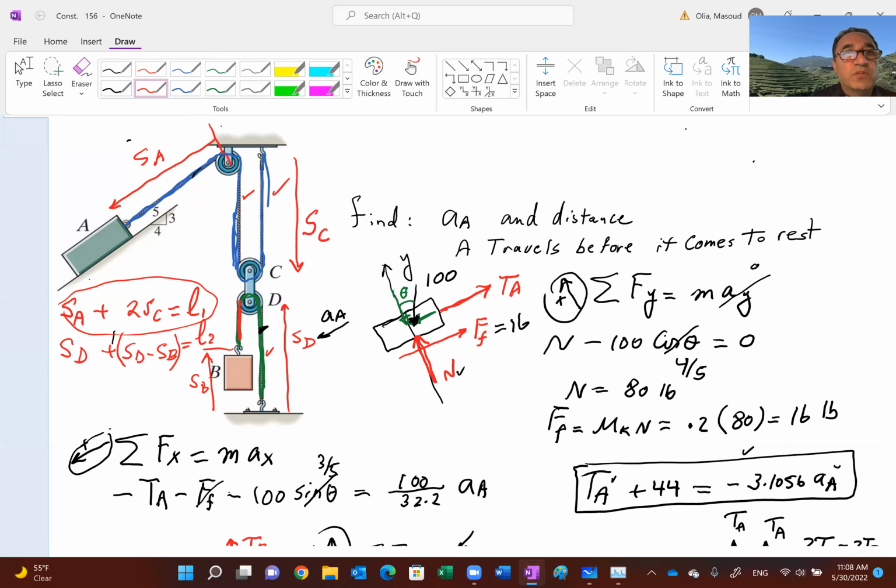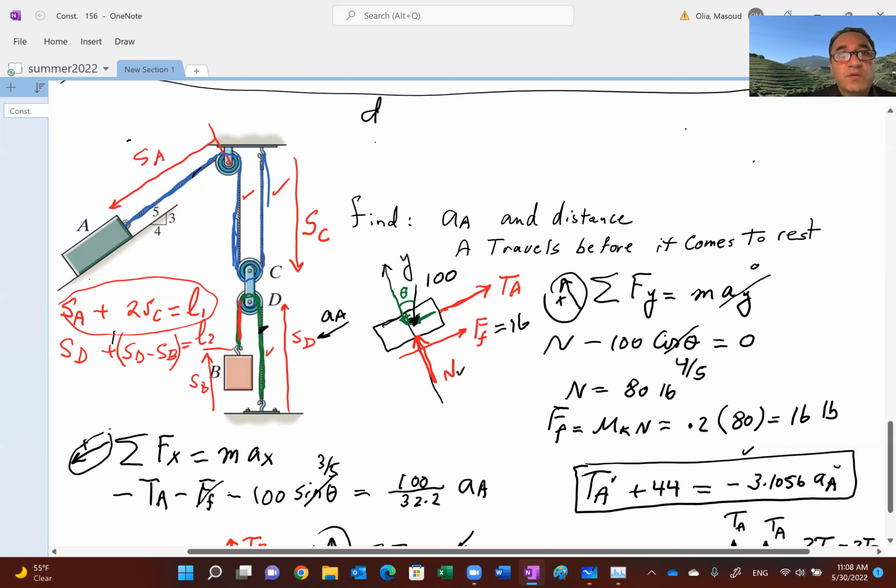Remember, you're taking the time derivative of these, right? If you take the time derivative twice, first you get the velocity, and then you get the acceleration. Acceleration of A plus 2 acceleration of C equals 0. This basically says acceleration of A is minus 2 acceleration of C. Remember, I need the relation between acceleration of A and B.